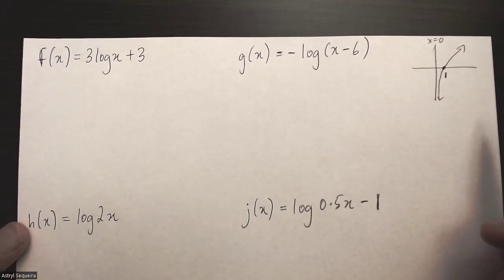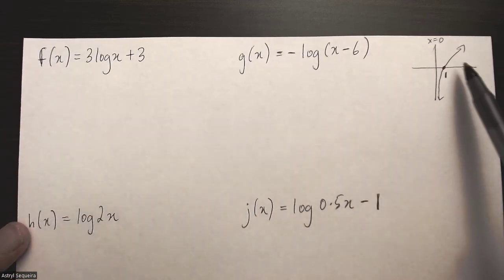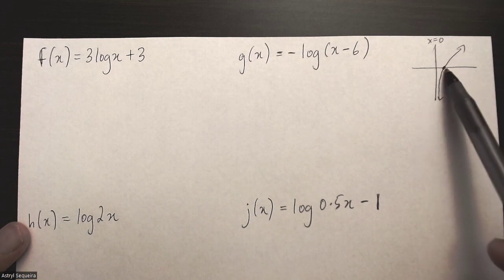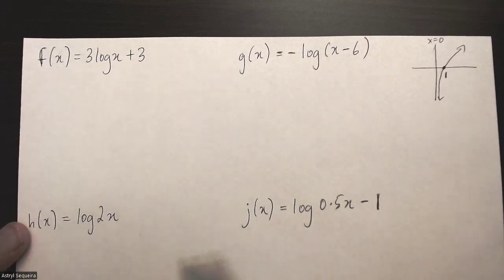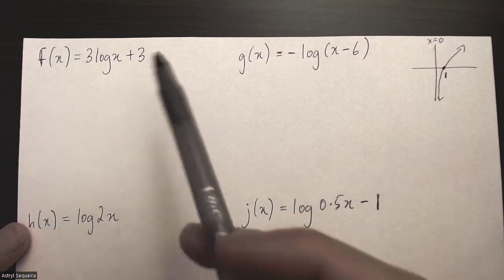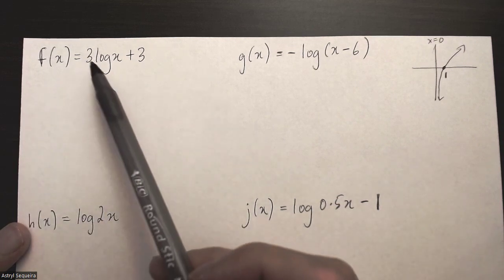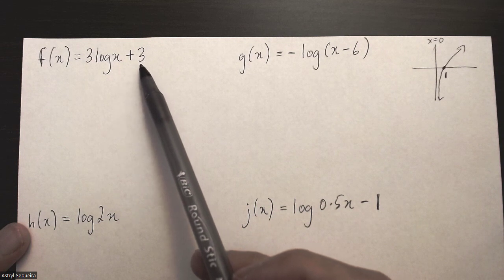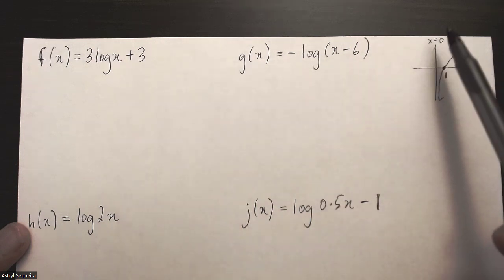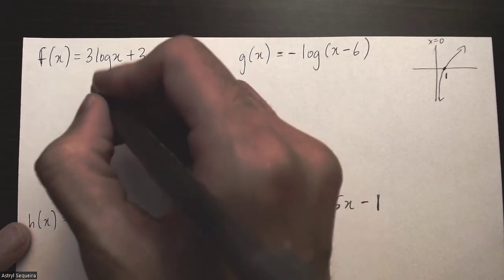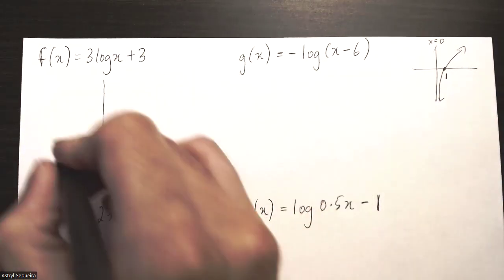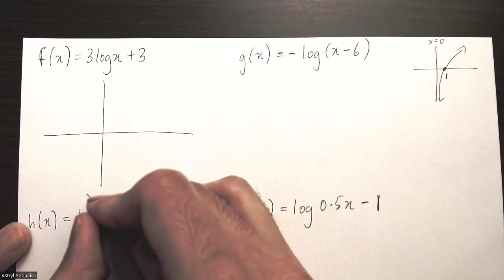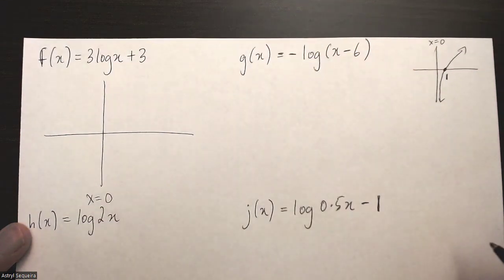So what we want to do is just move this asymptote and this point based on the transformations given in each question. So let's start with the first question here. I have a vertical stretch of 3, and I have a vertical shift up by 3 units. Neither of those affects my asymptote. So my asymptote is going to stay at x equals 0.